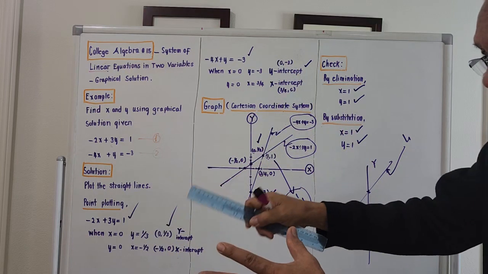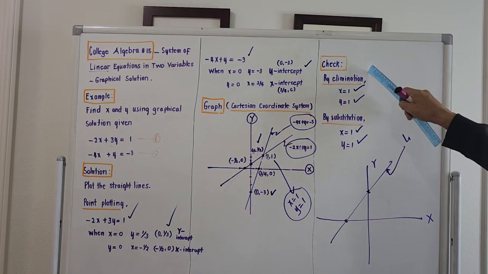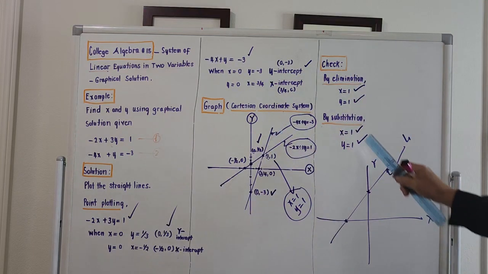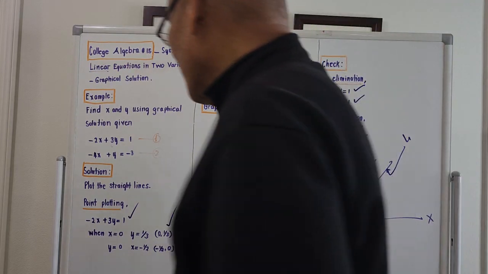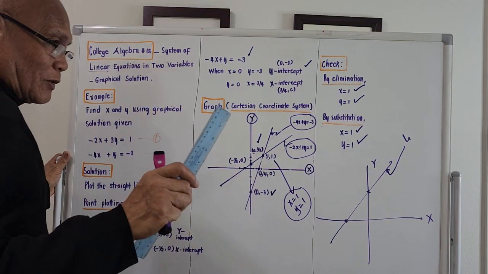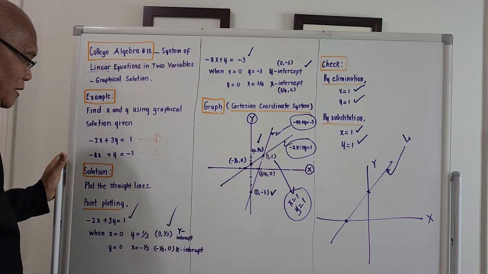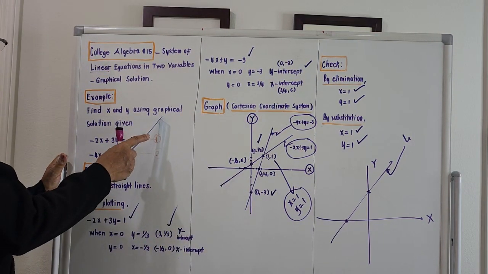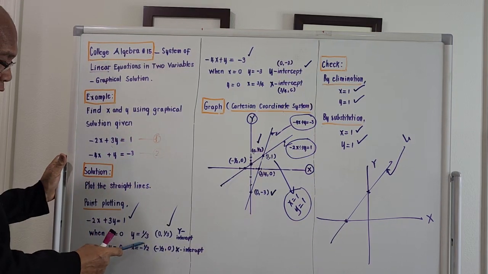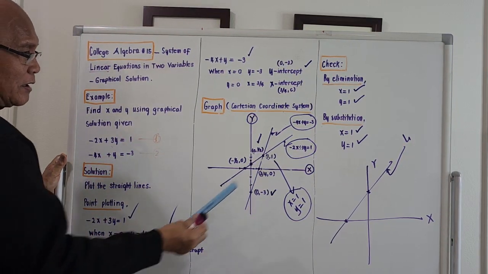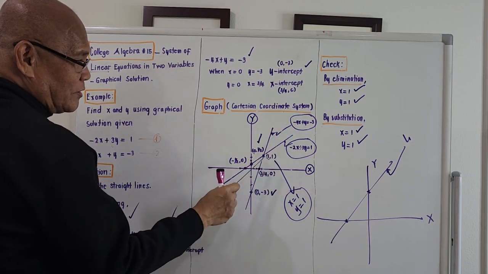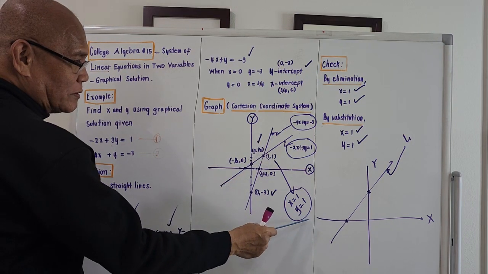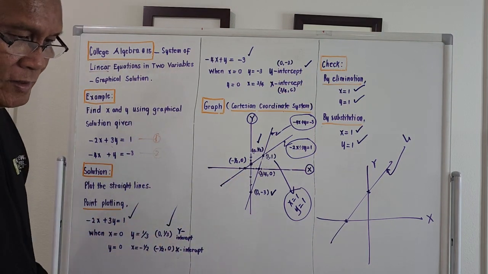And this was confirmed when we used elimination, x equal to 1 and y equal to 1, and by substitution, still x equal to 1 and y equal to 1. So that's the main topic for this morning: the solution of two linear equations by using the graphical solution. You must know how to graph two linear equations. This is the first straight line, this is the second straight line, and the point of intersection is the solution. That's it, guys.